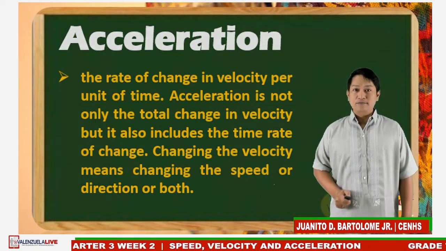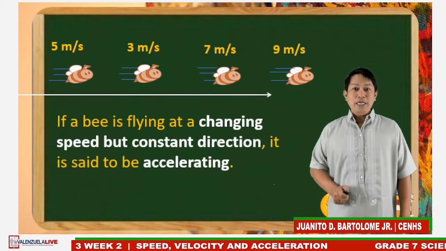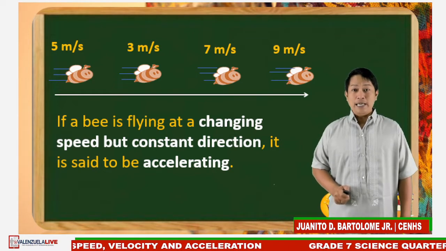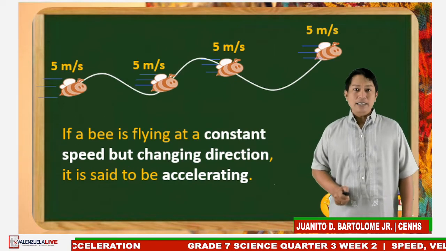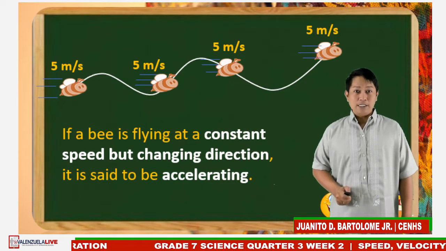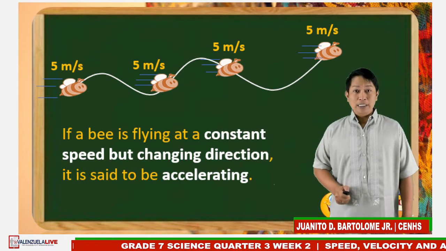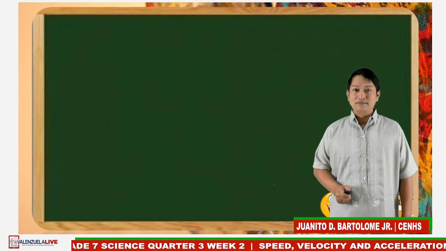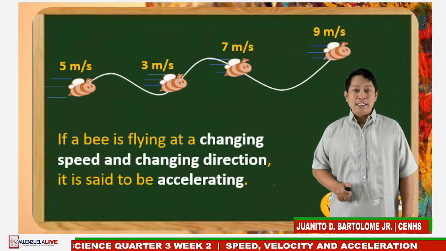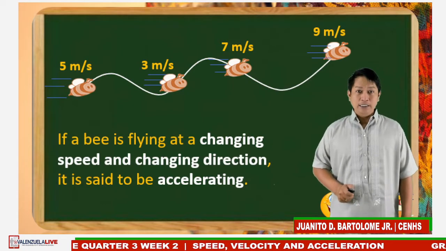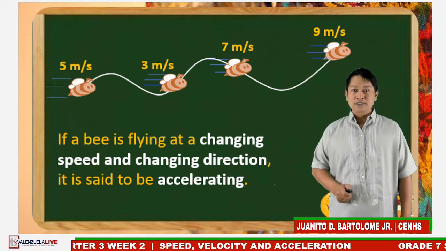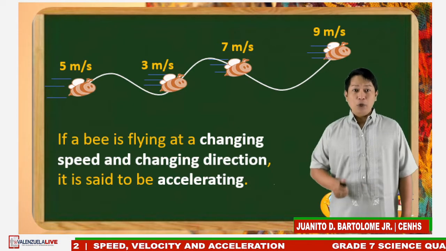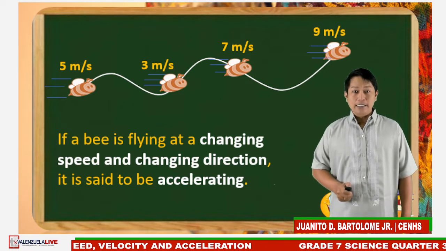Look at the next slide. A bee is moving at a constant direction, but the speed is changing. Therefore, it is accelerating. This slide shows a bee moving at a constant speed but a changing direction. It only means that the bee is still accelerating. If a bee flies at changing speed and changing direction, it is still accelerating. Remember, if there is a change in speed or direction or both, the moving object or body is accelerating.